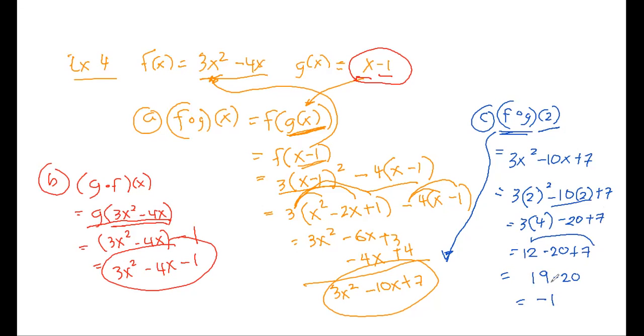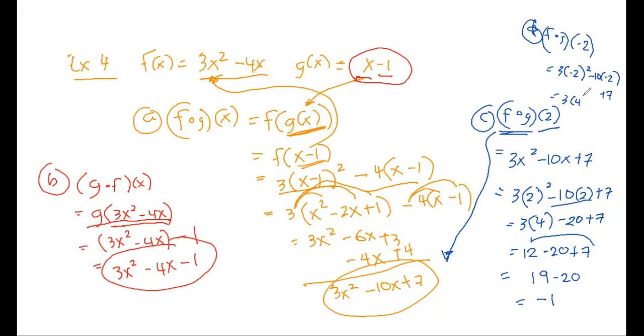But let me first check. I made an error here because the one inside should be f of g of 2. So if you check your module, the other one is solving for f of g of negative 2. So if it's negative 2, it becomes 3 negative 2 squared minus 10 times negative 2 plus 7. That should be in the module.